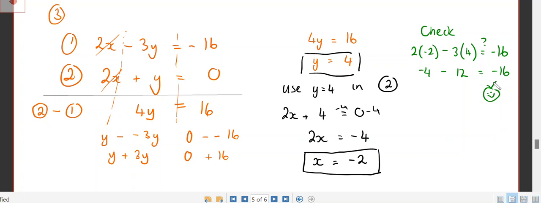Yes, Nico. Here's the question: how do you do the check? Well, I worked out what x and y, what I think they're going to be. Yeah, are you all right with that? And I've checked by putting this x and y into number 1.